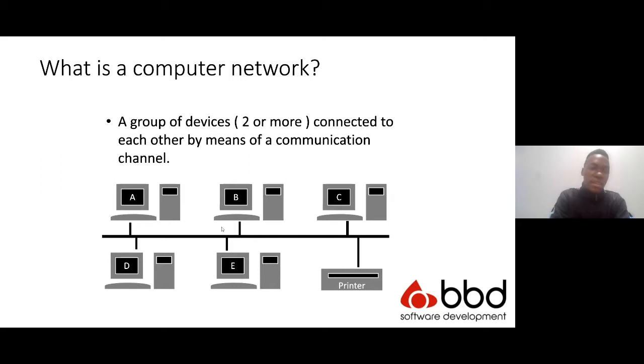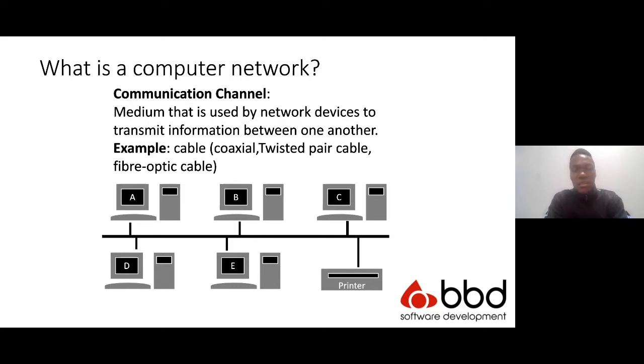So what exactly is a communication channel? It's a medium that is used by network devices to transmit information between the different network devices. As you can see here, we have A, B, C, D, and E, and they're all connected to each other by means of this cable here. An example that I gave you here is a cable. This cable here connects all these devices together.